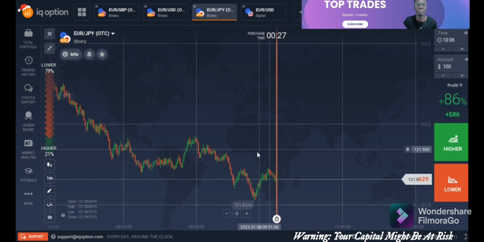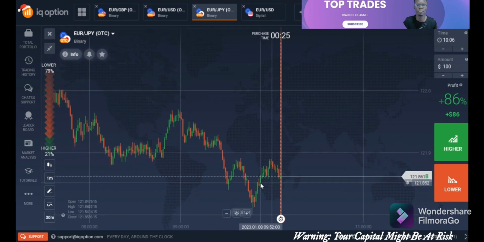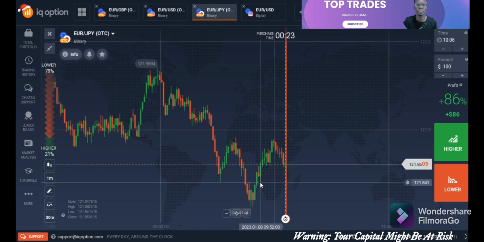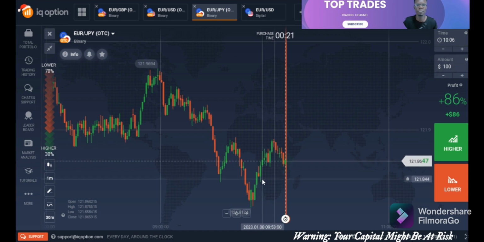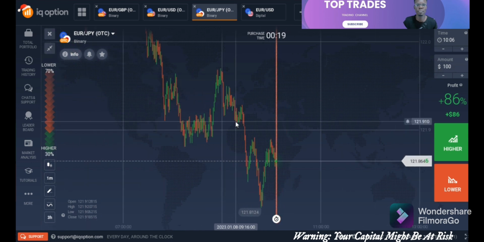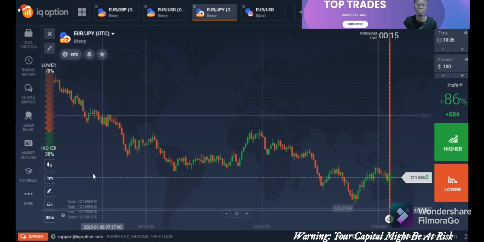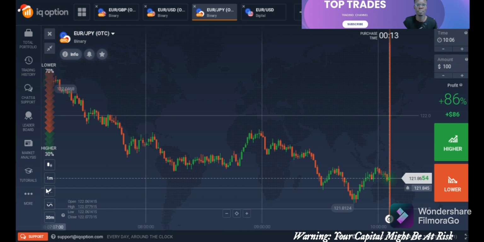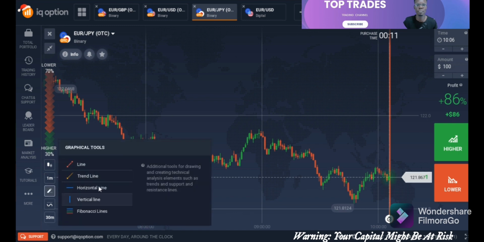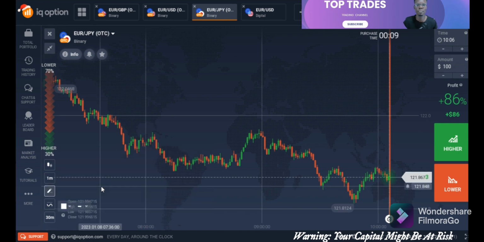So I just opened this chart, and this is a Euro JPY pair, and the overall trend is a downtrend here. It's very obvious, so I'm just trying to draw some key levels so I can understand what's going on properly in this market.